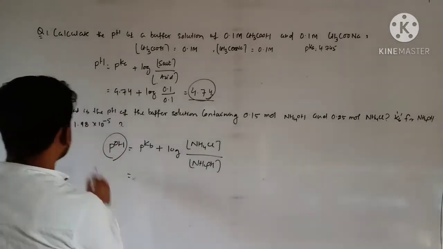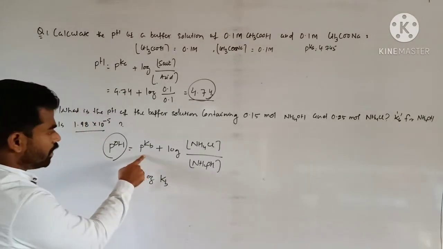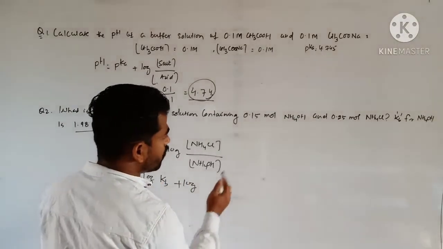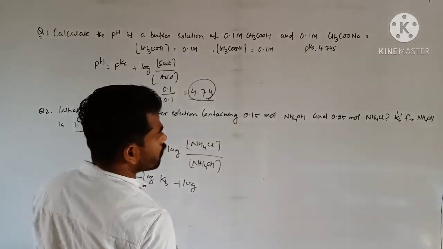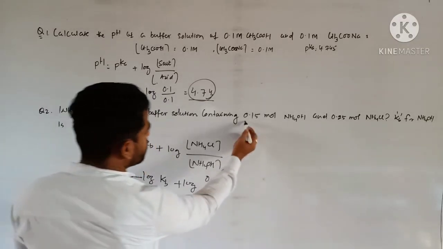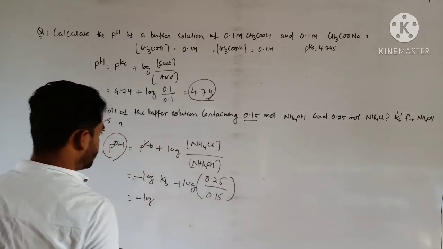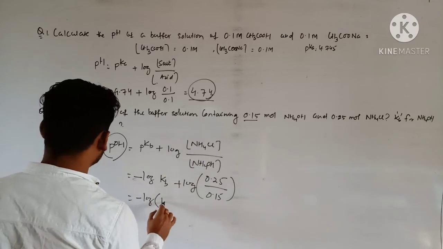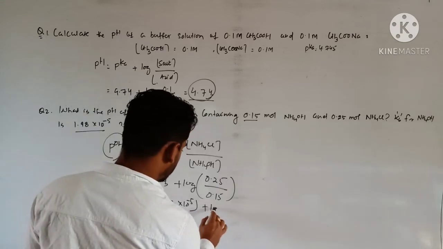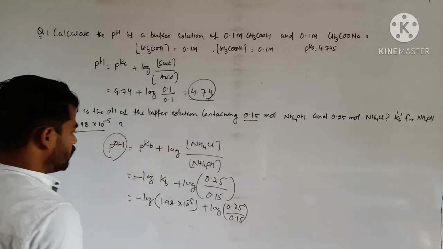The Kb for NH4OH, that means pKb, that is minus log Kb, pKb plus log of NH4Cl, the concentration of salt, that is 0.25 upon concentration of base, that is 0.15. That clear? So minus log Kb, the Kb value is 1.98 into 10 to the power minus 5, plus log 0.25 upon 0.15. So you can calculate the pOH over here.